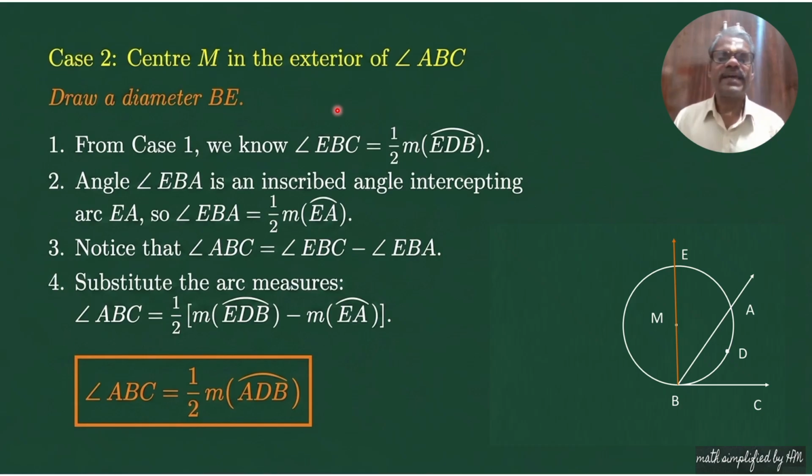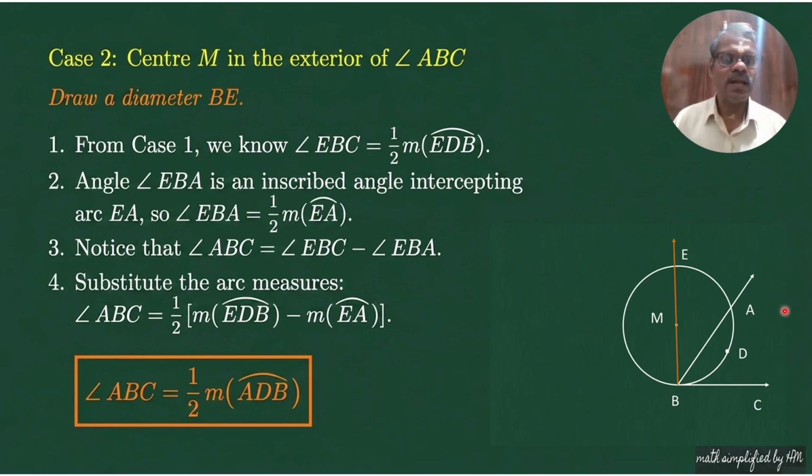Case 2, center M exterior of the angle ABC. Draw a diameter BE. From case 1, we know angle EBC is equal to 1/2 the measure of arc EDB. Now, angle EBA is an inscribed angle intersecting arc EA. So, angle EBA is equal to 1/2 the measure of arc EA.